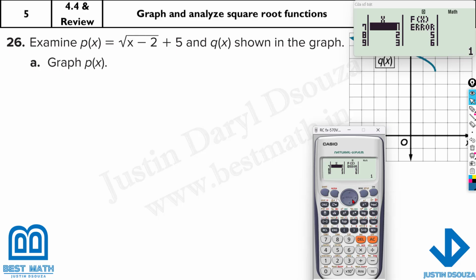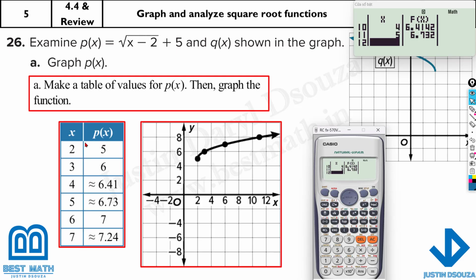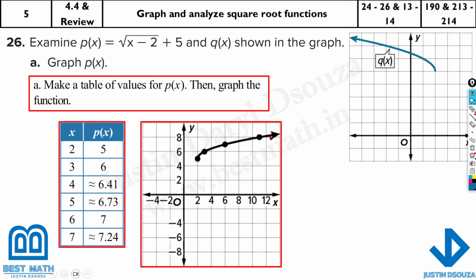So you can just start writing at 1, 2, 3, 4, 5. That's more than enough in the table. You don't need to write so many values. Just a few values are enough, and then you get this graph. It's very easy. 2 is 5, whereas 3 is 6, 4 is 6.41, and easily plot some points and join them together.